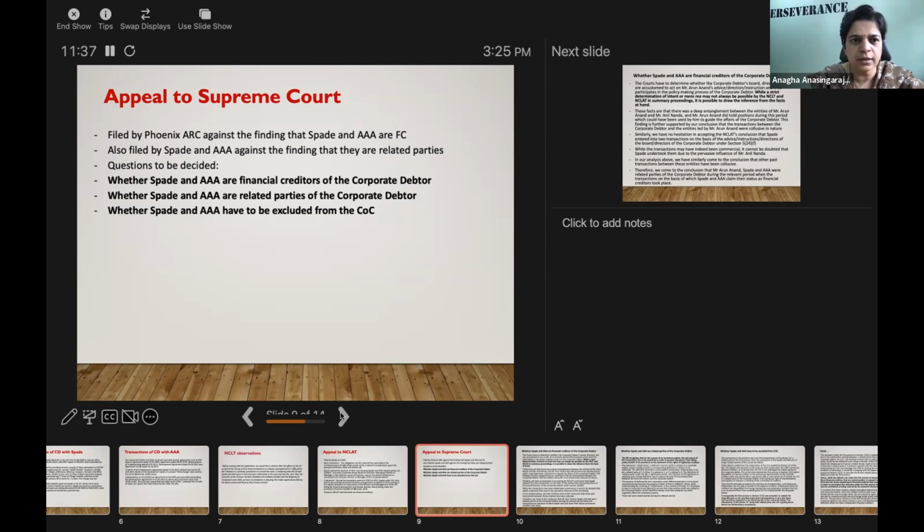Now the questions to be decided by the Supreme Court were whether Spade and AAA are indeed financial creditors of the CD, whether Spade and AAA are related parties of the CD, and whether Spade and AAA have to be excluded from the COC. The answers to the first two questions will decide the answer to the last question.